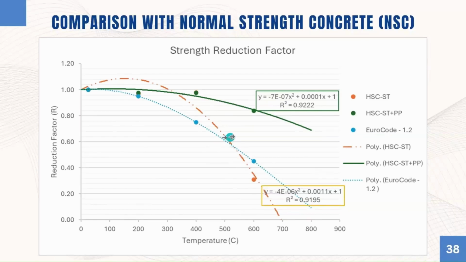While if we observe the steel fiber polypropylene mix design, we're reaching up to 82% or 84% as a reduction factor for our high strength polypropylene mix design.